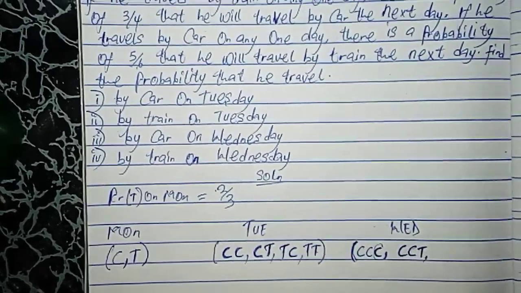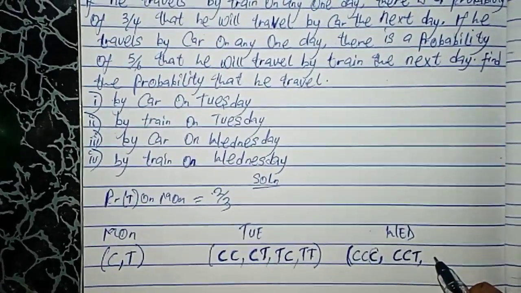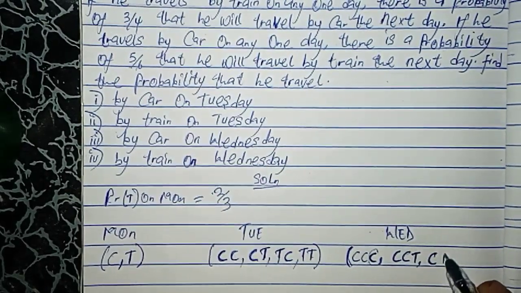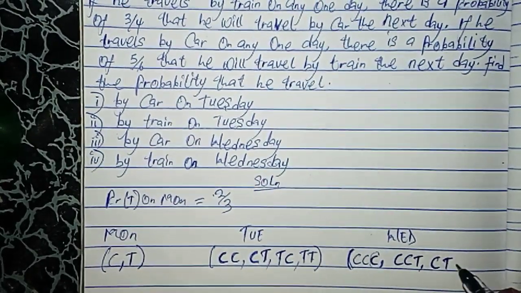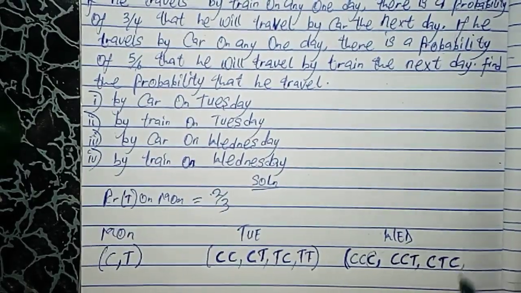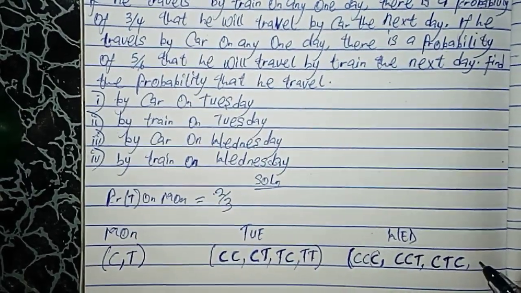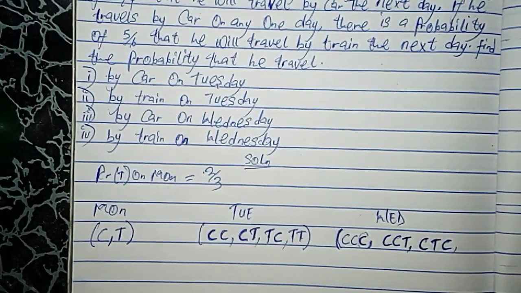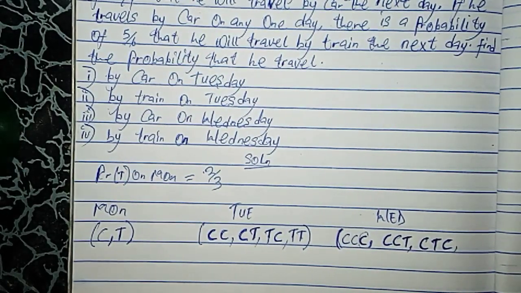Now, for the next one, if he travels by car on Monday, he can as well travel by train on Tuesday and travel by car on Wednesday. We are not ending here. If he travels by car, you have to find the possible ways. This should end by it. This should be up to 8. You have to find the 8 possible ways.